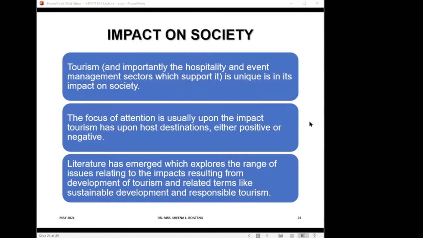So a lot of literature has emerged recently which explores the range of issues relating to the impact resulting from the development of tourism, right? And terms like sustainable development and responsible tourism have emerged to try and offset the negative effects of the impact of tourism and hospitality on society.